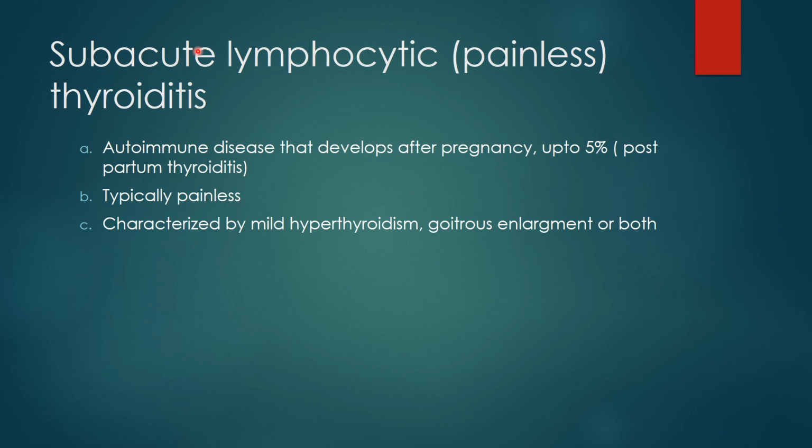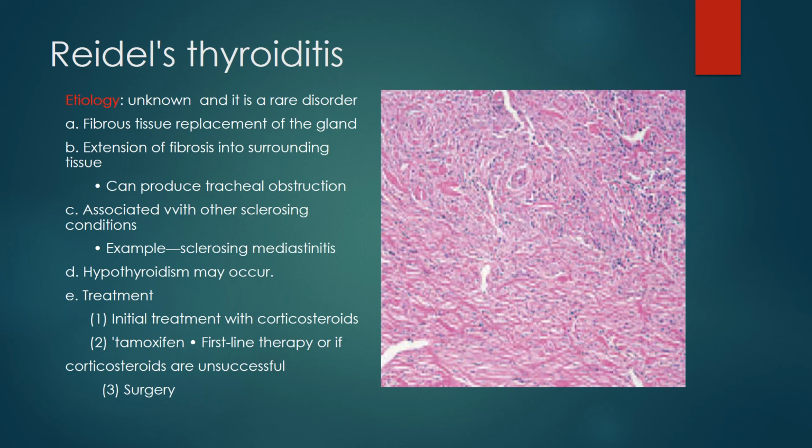So this is one of the types in which there is lymphocytic inflammation with some sort of acute inflammation as well around the thyroid follicles. Now this is the last but not the least condition, which is the last form of thyroiditis. This is Riedel's thyroiditis.